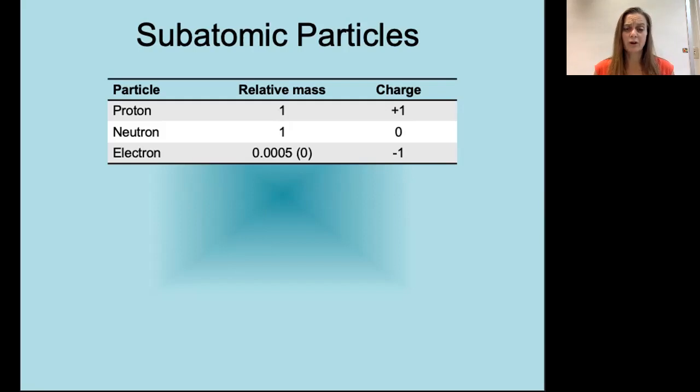And of course, it has a charge of -1. So we have positively charged, negatively charged, and neutral. And we have 2 that have a mass of 1 and 1 that has a mass of nearly 0.